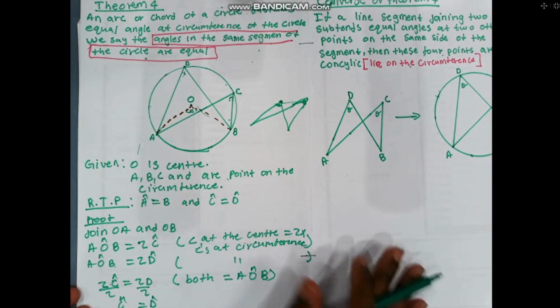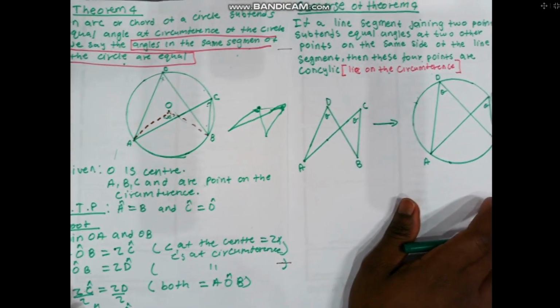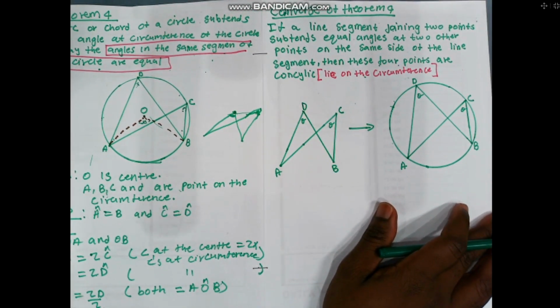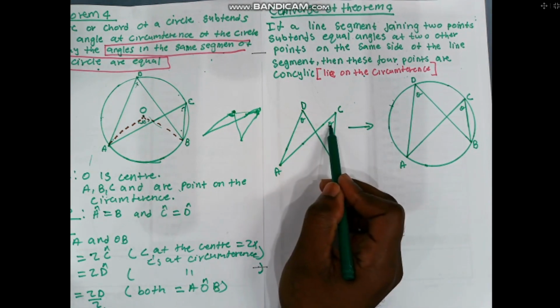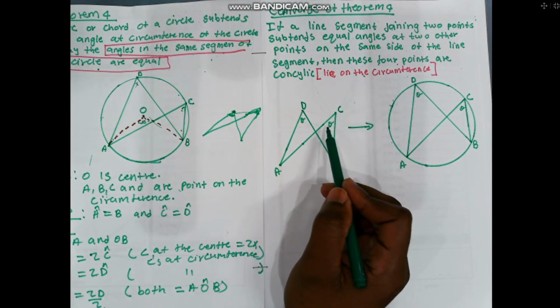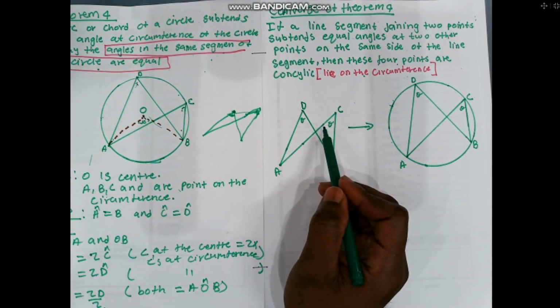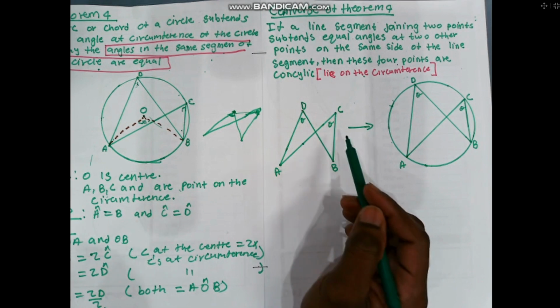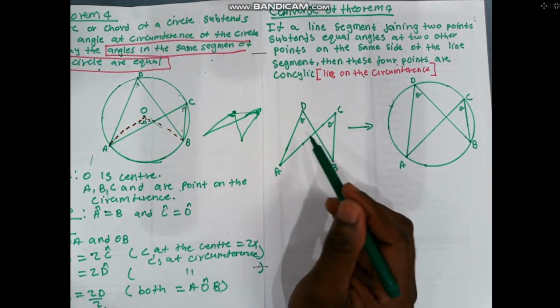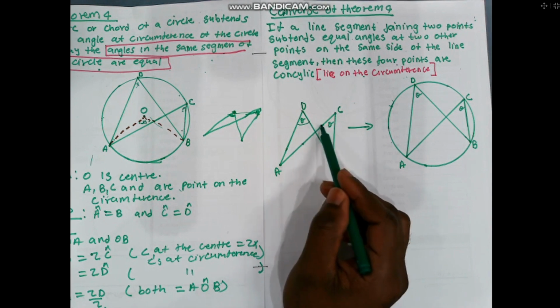I hope you do. Then coming to this one now, the converse of it. What is the converse saying? If a line segment joining two points subtends equal angles at two other points on the same side of the line segment, then these four points are cyclic. Now, guys, please, they're going to ask you to prove whatever four points, but it's a cyclic quad. Proving a cyclic quad is one of the things that you need to prove. You need to prove that this angle is equal to this angle.